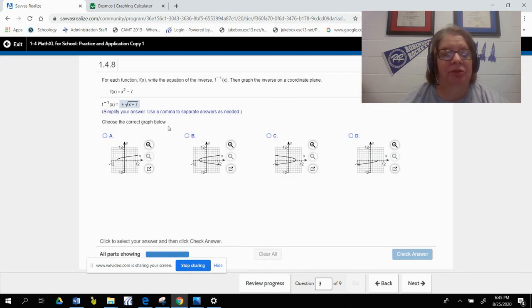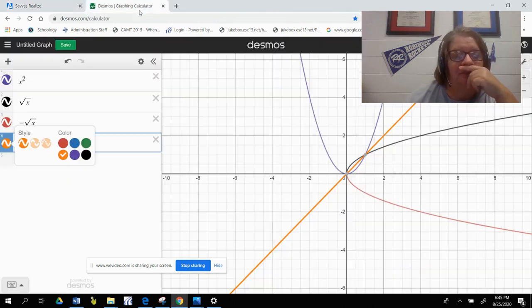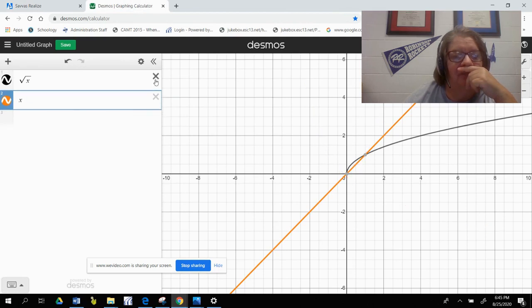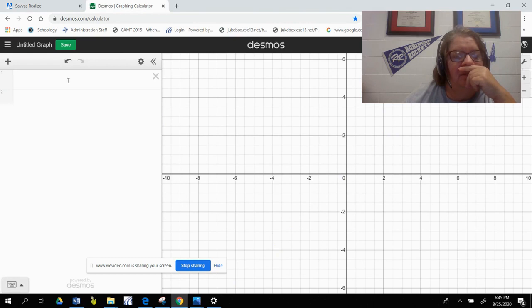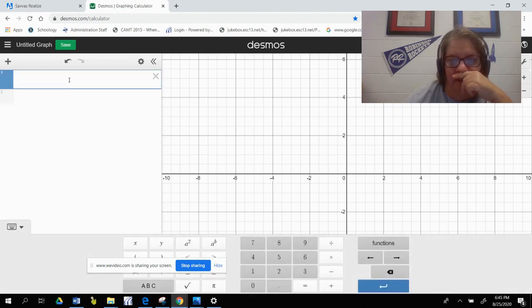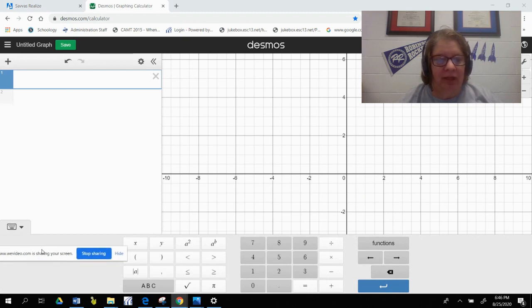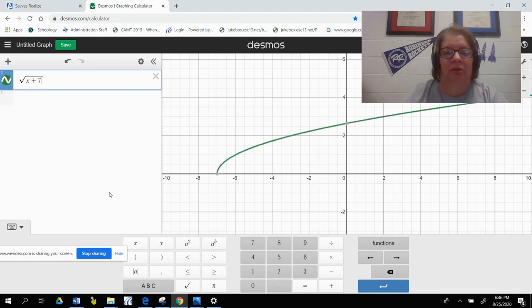Okay, now it says graph the inverse on a coordinate plane. All right, we're going to learn with transformations. This plus 7 means 7 to the left. We could go back to Desmos. Let's take these off. My inverse was plus or minus. I don't think we have a plus or minus key, but watch this. We can do this. Square root of x plus 7.